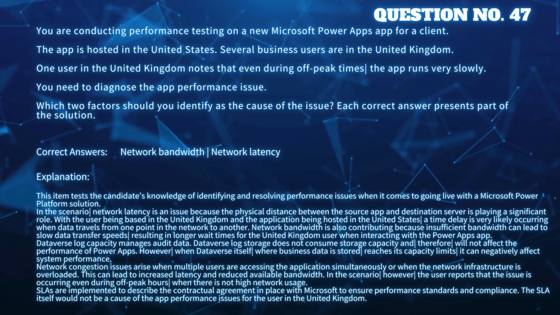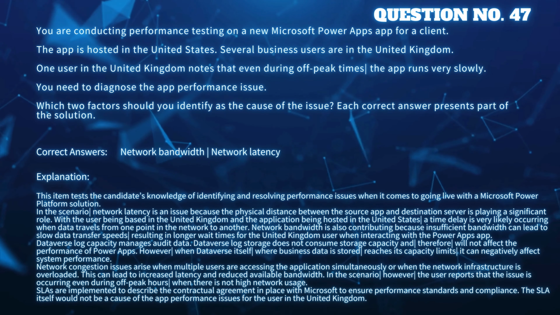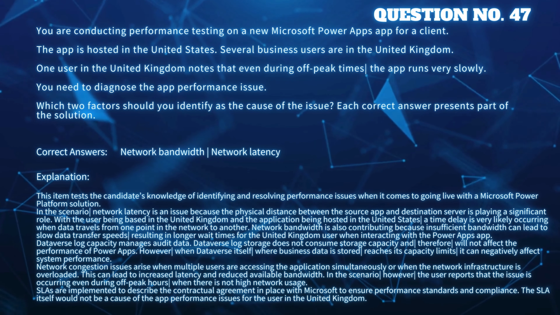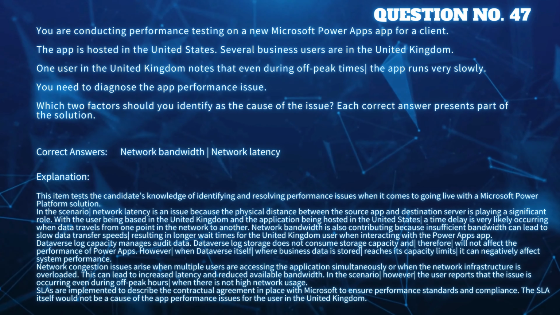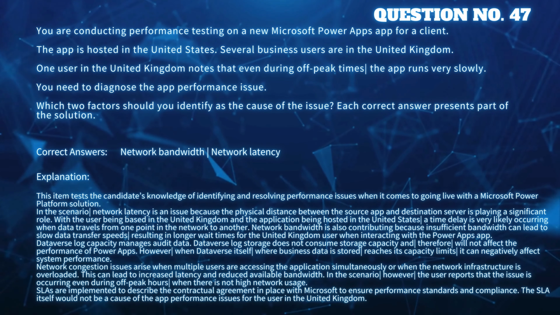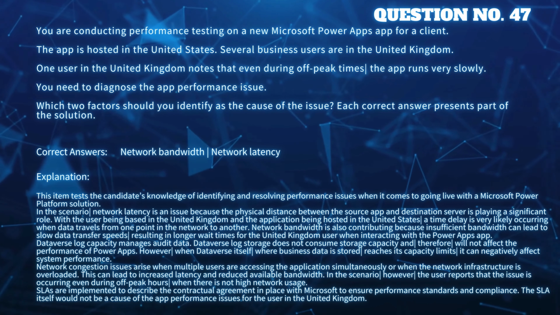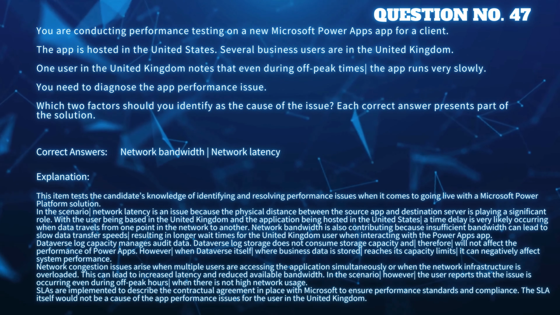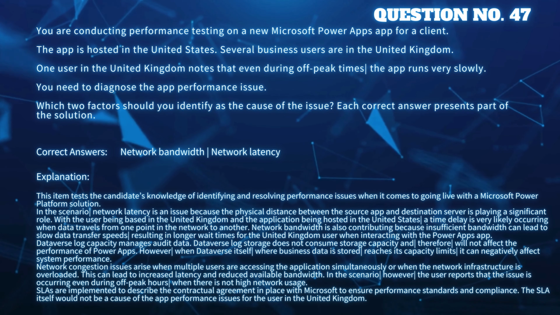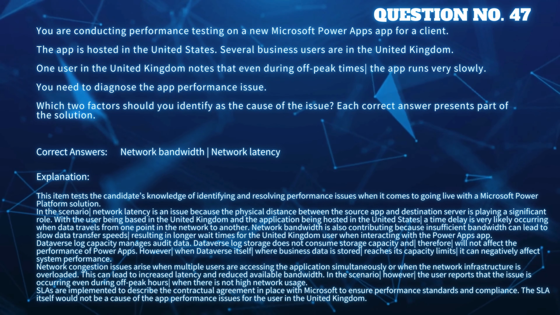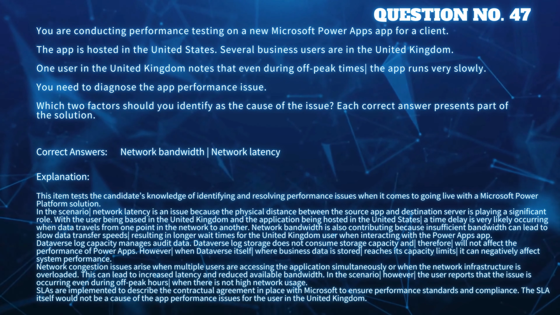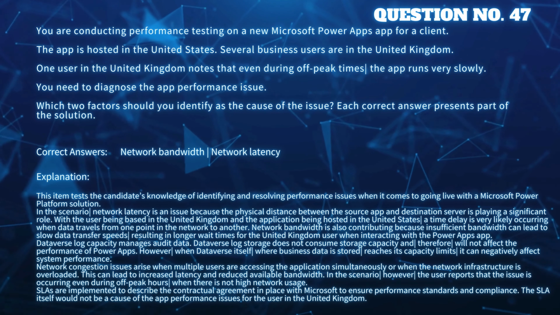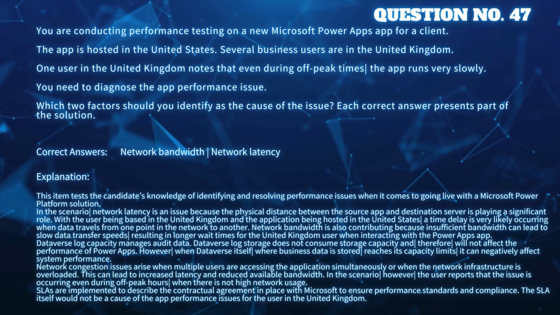Network congestion issues arise when multiple users are accessing the application simultaneously or when the network infrastructure is overloaded. This can lead to increased latency and reduced available bandwidth. In the scenario, however, the user reports that the issue is occurring even during off-peak hours, when there is not high network usage. SLAs are implemented to describe the contractual agreement in place with Microsoft to ensure performance standards and compliance. The SLA itself would not be a cause of the app performance issues for the user in the United Kingdom.